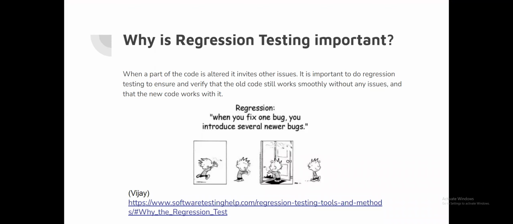So regression testing is important because whenever part of the code is altered, it invites more issues. So it's important to do regression testing to ensure that the old code still works and works smoothly with the new code.